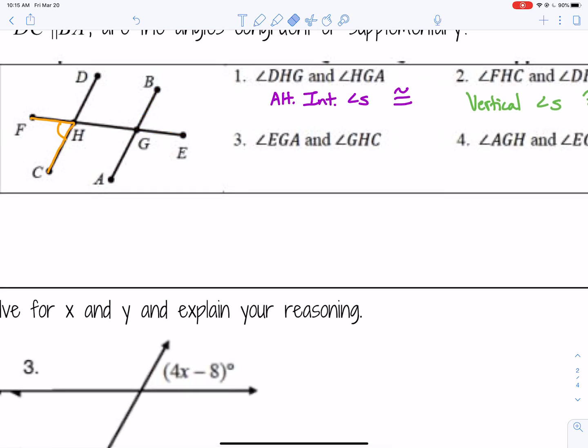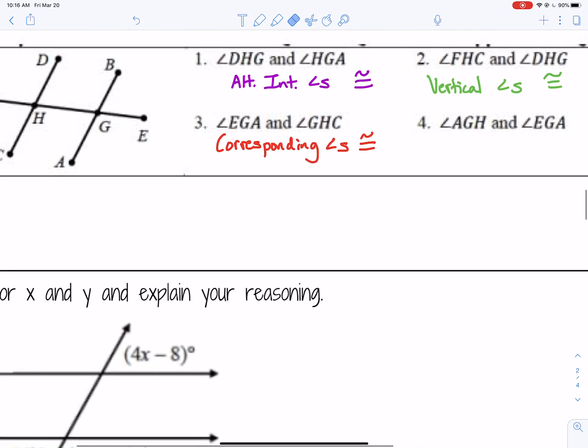Okay, moving right along. Let's look at number 3. EGA, so EGA is right here, and GHC is right there. These appear to be on the same side of the transversal, but they're not consecutive, because consecutive would mean that that angle HGA would be involved, but it's not. So these are corresponding angles. And corresponding angles are always congruent. So we'll go with that one.